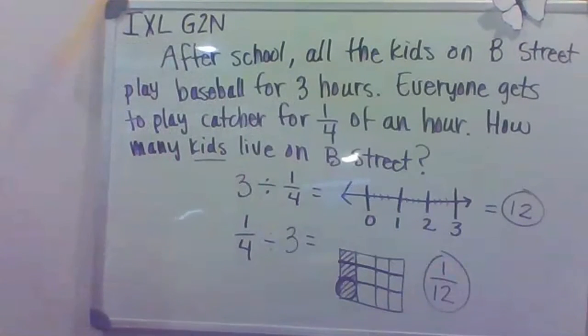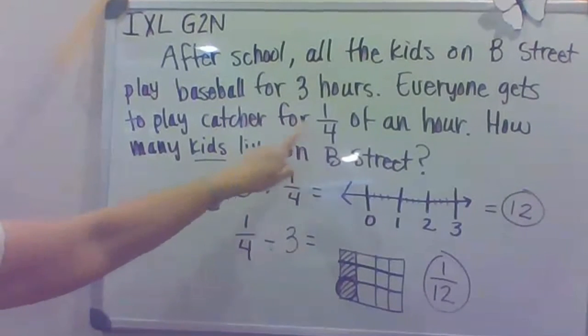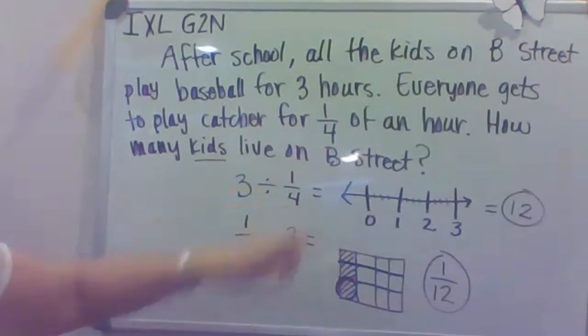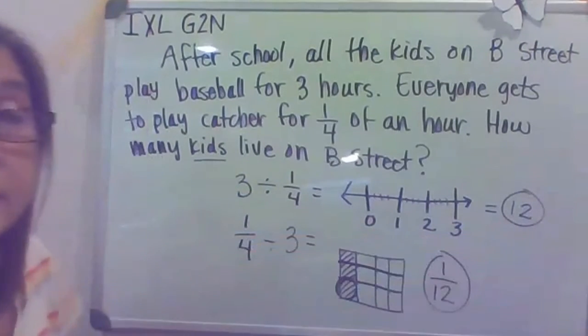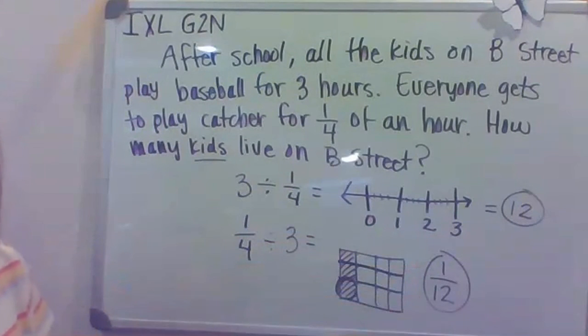So think to yourself. Let's read the question again. So after school, all the kids on B Street play baseball for 3 hours. Everyone gets to play catcher for 1/4 of an hour. So not even 1 whole hour. They get to play for 1/4 of an hour. How many kids live on B Street? Would there be 12 kids that live on B Street? Or would there be a 12th of a kid?